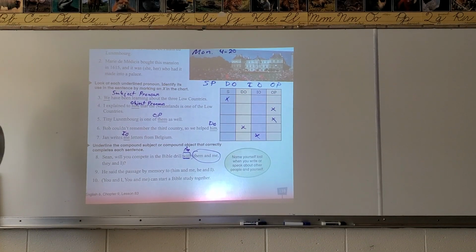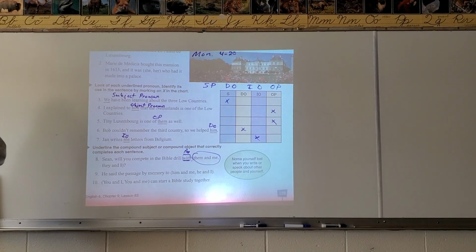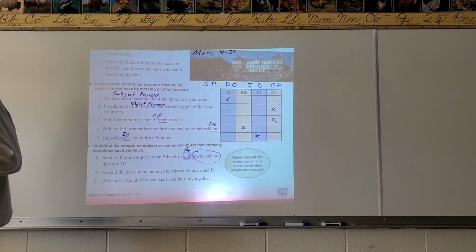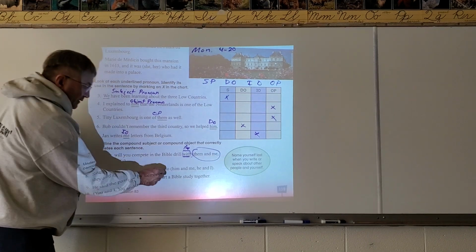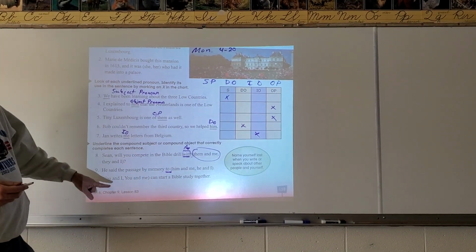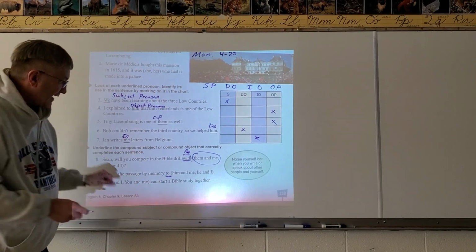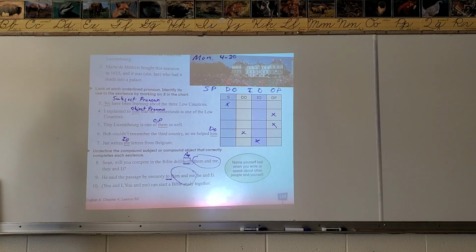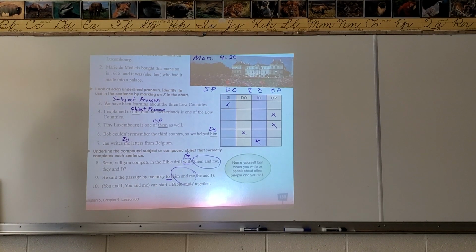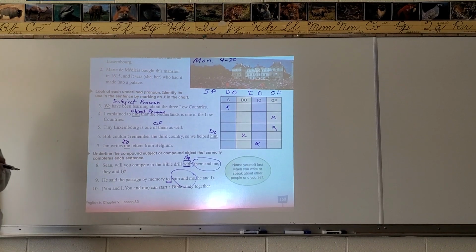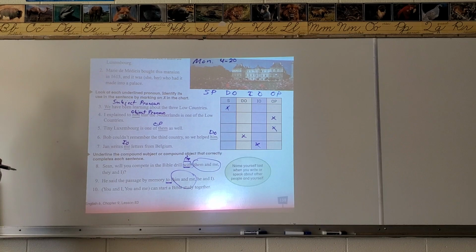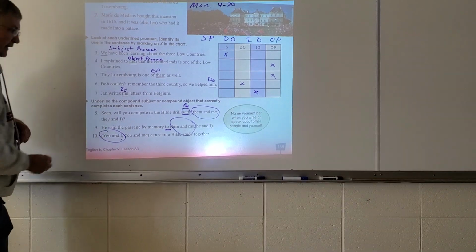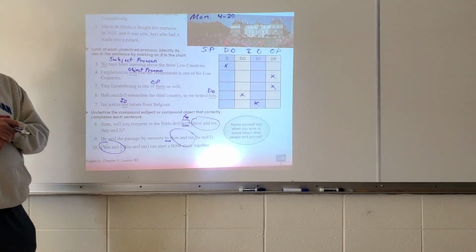Again, number 9. He said the passage by memory to him and me or he and I. All right, again, prepositional phrase. So that means we're looking for me as the object, so that means we have him and me. Okay? And last but not least, you and I, or you and me, can start a Bible study together. All right? It's the subject of the sentence, so we're going to use the word I. So again, you and I. You would not say me can start a Bible study. You'd say I can start.